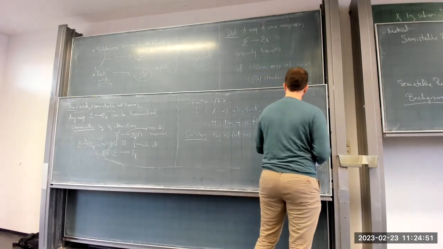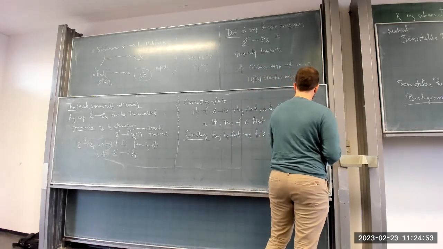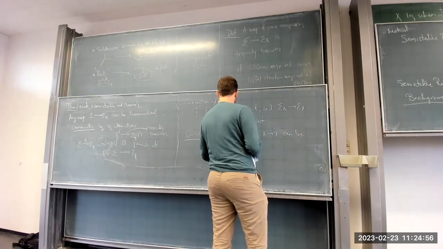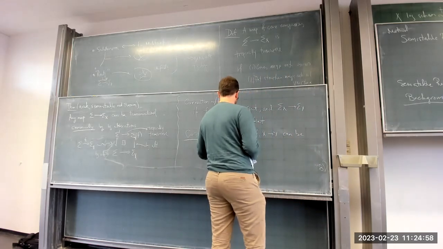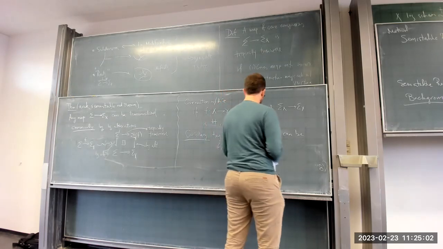f from x to y can be transversalized, so it can be flattified by log alterations.